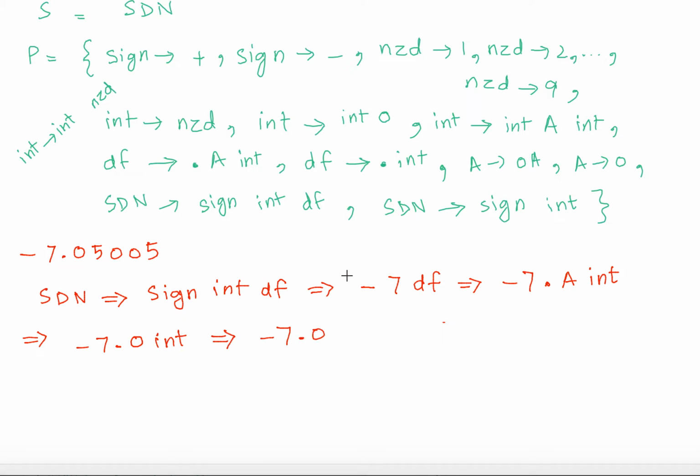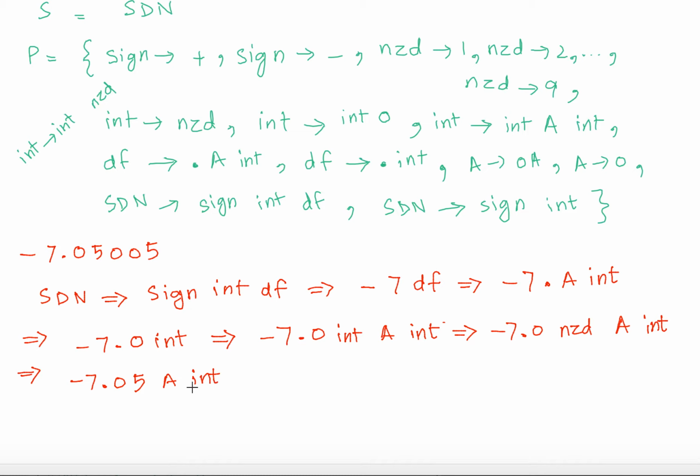Now in this int, I have to use this rule. What should I use? I have to use int a int here. Now this int can be replaced by non-zero digit. So minus 7.0 non-zero digit a int. Then this non-zero digit can be replaced by 5, so I can say minus 7.05 a int. Interesting. Okay?